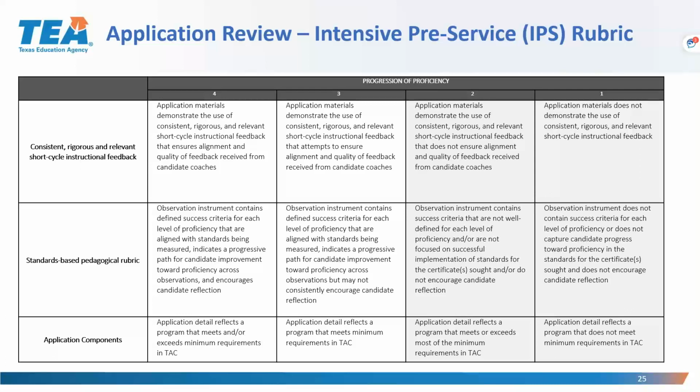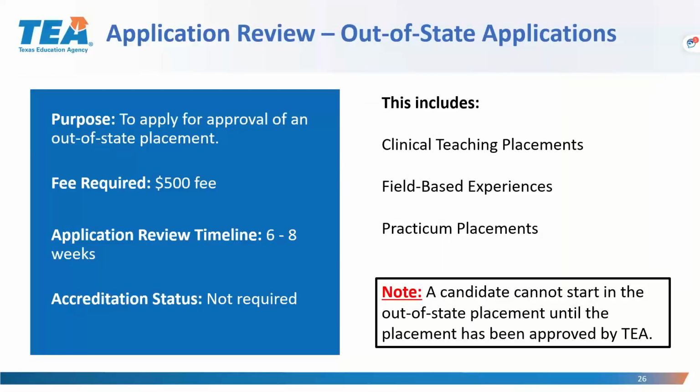Let's now take a look at the last set of applications for this webinar, the out-of-state applications. The purpose of this application is to apply for approval of an out-of-state placement. A $500 application fee is required, along with the fee remittance form. The application review timeline is 6 to 8 weeks. Programs are not required to hold an accredited status for this application.